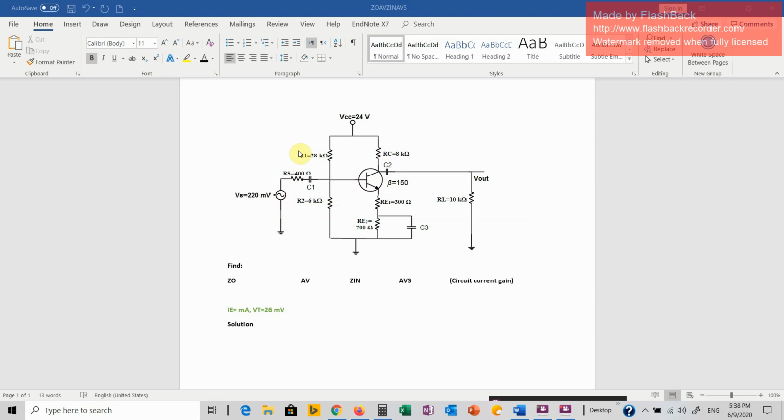DC analysis you have to know IE, and IE here is given as two-point something. If you solve it, you'll find approximately IE is equal to 2.77 milliamps, and the thermal voltage is given, it's approximately 25 or 26 millivolt.